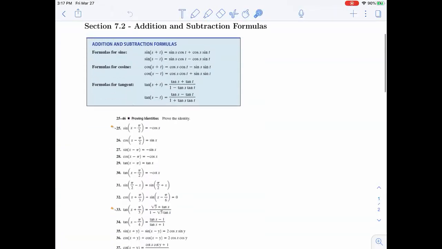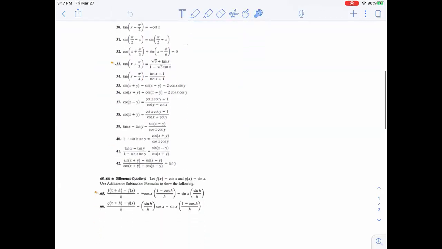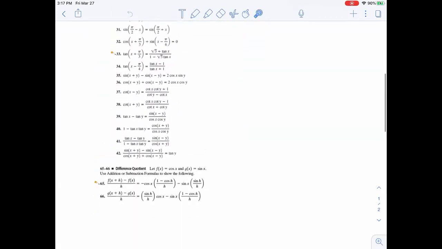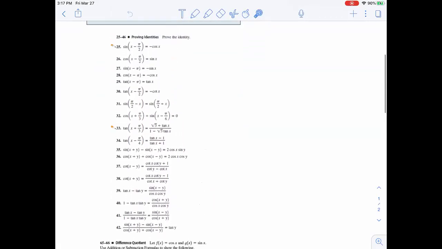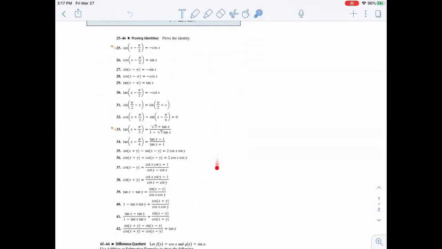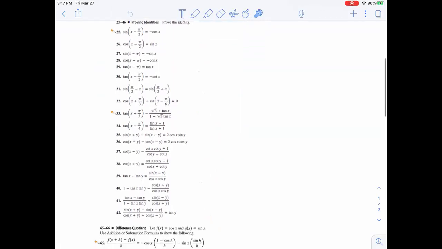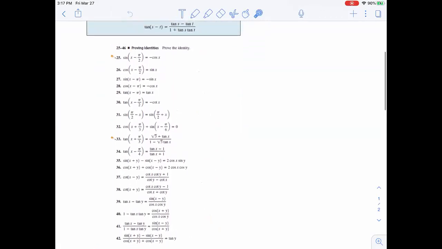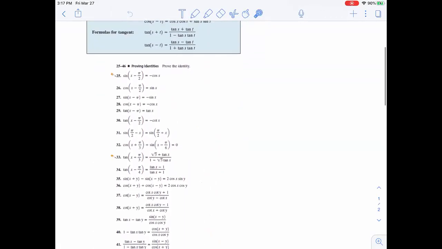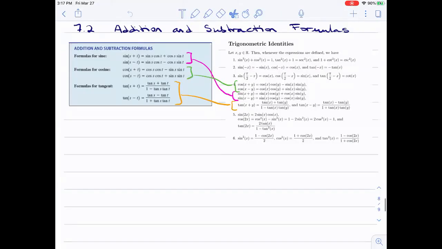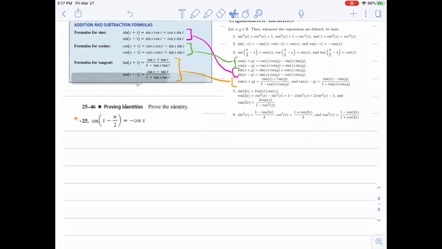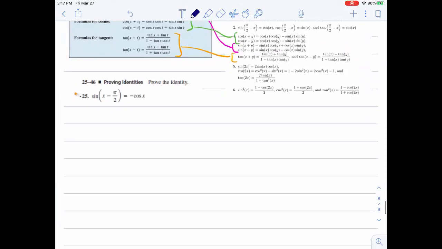So basically, there are the last two questions here, but besides that, the only questions that you have to do for 7.2 are just proofs, right? So prove these identities. Okay, let's just start with an itty bitty one just to get the hang of it, and then we'll go to the later ones. So 25, we're going to prove this identity.